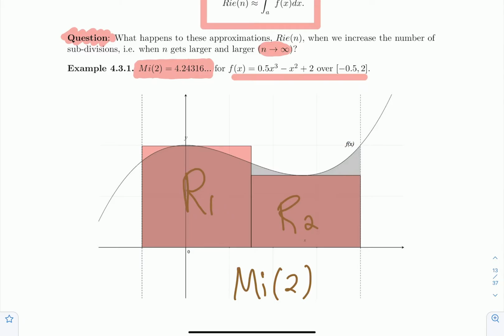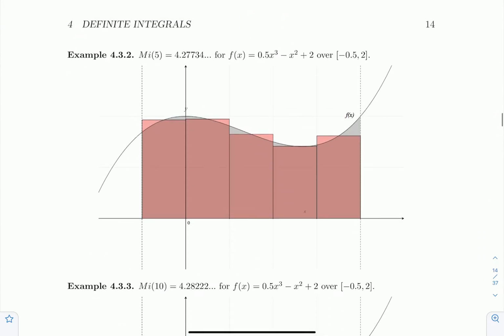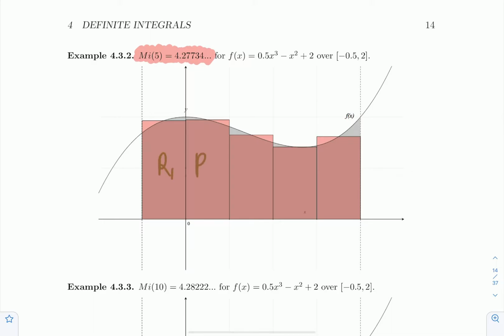Now, if you do the exact same thing, but now using 5 rectangles, this is actually an example we looked at earlier in the previous section. If you compute M5, you're going to get 4.27734. And now you can see that these 5 rectangles, in red here, are doing a better job covering the gray zone for the function over that interval.